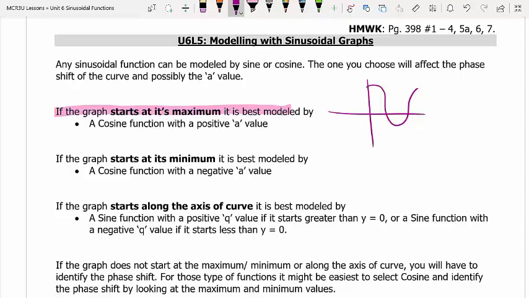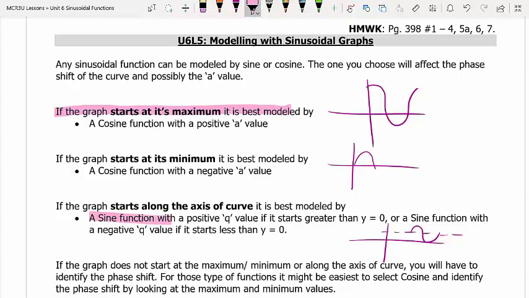Likewise, if there's a graph that starts at its minimum value, like this, it's best to model this using the cosine function. The only thing you have to do is make sure a value is negative because it's reflected. If you're given a graph like this one, where the graph starts at the axis of the curve, it's best to use the sine function when coming up with the equation.